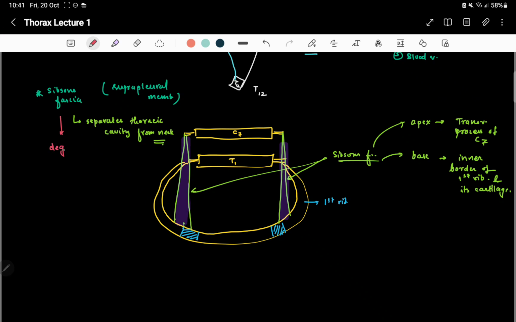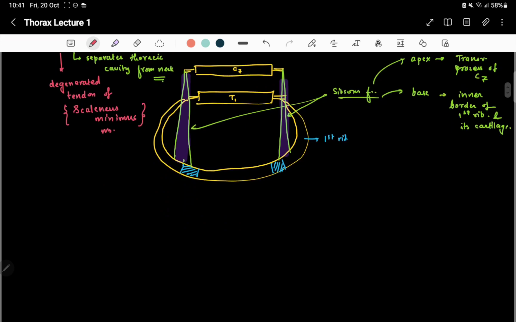Is the degenerated tendon of scalenus minimus muscle. Okay, degenerated tendon of scalenus minimus.